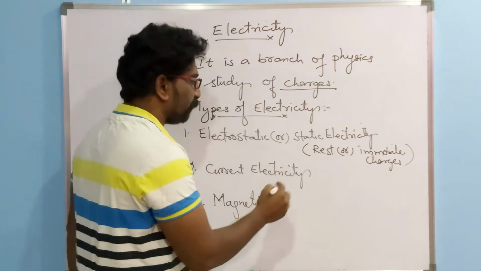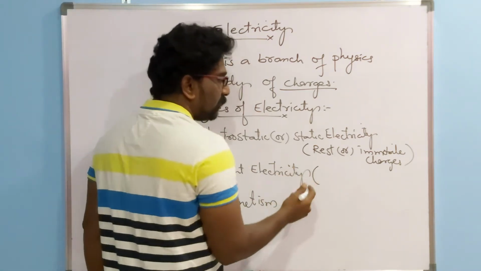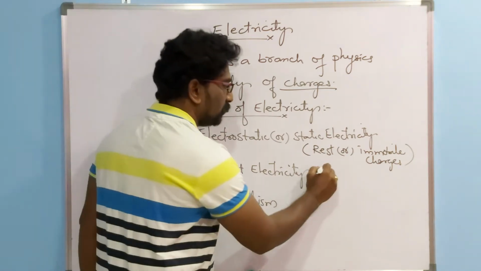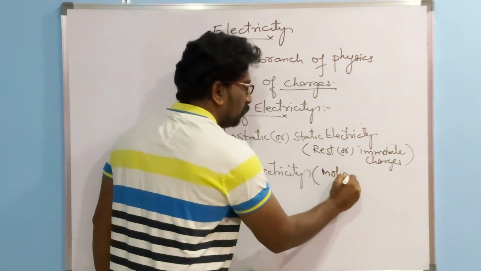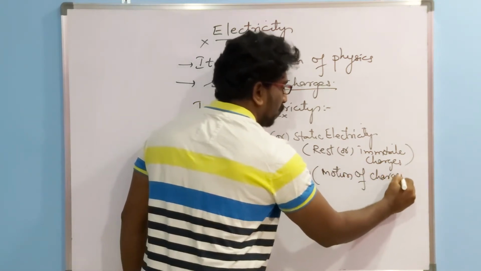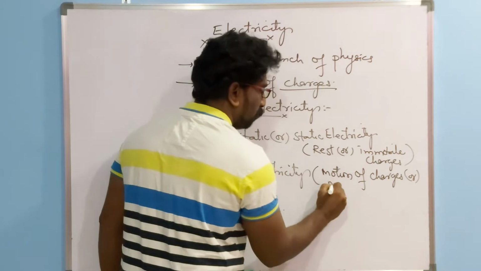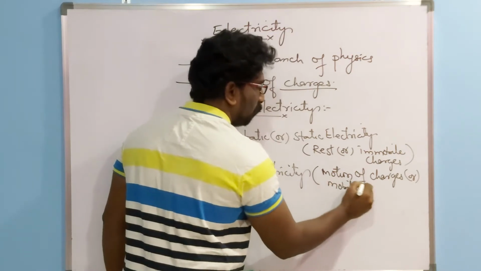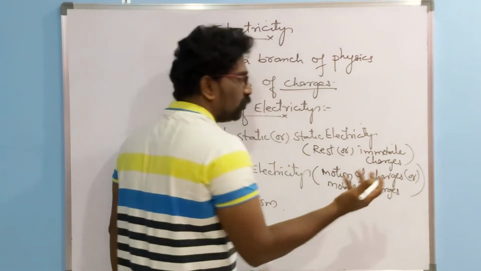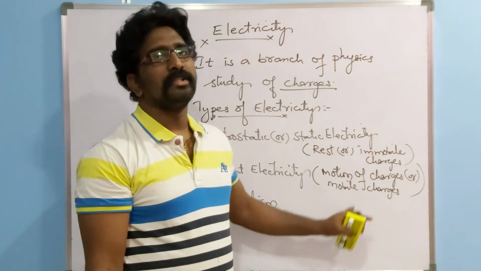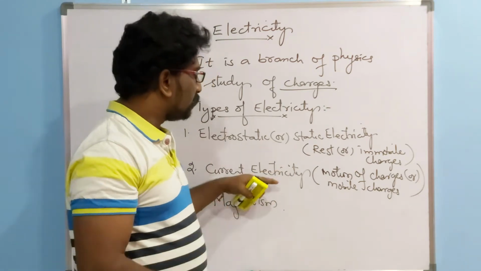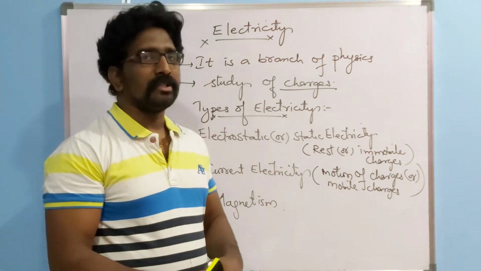Then the second one, current electricity. It is an electricity which is mainly due to motion of charges, or due to mobile charges. Mobile here means the motion or movement of charges. That electricity we call current electricity.